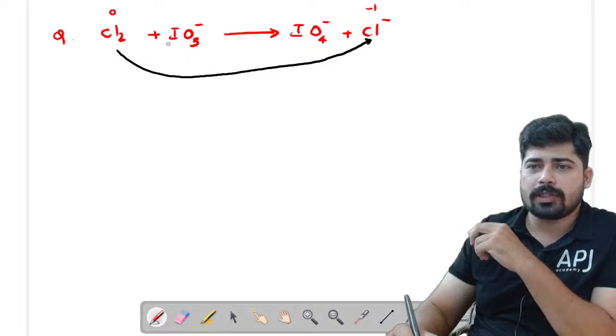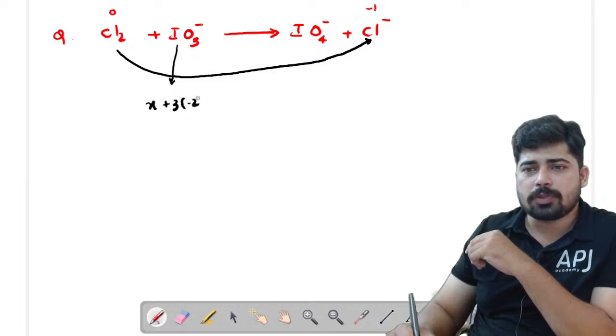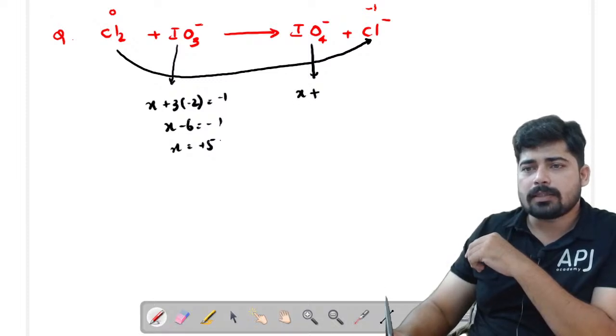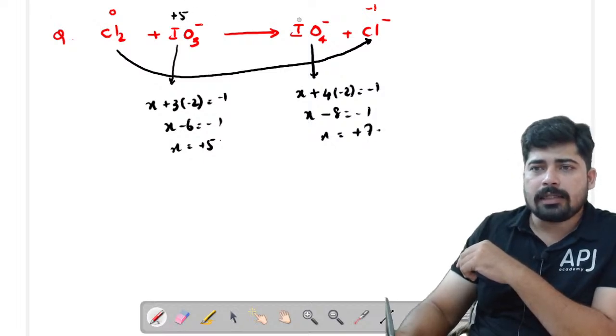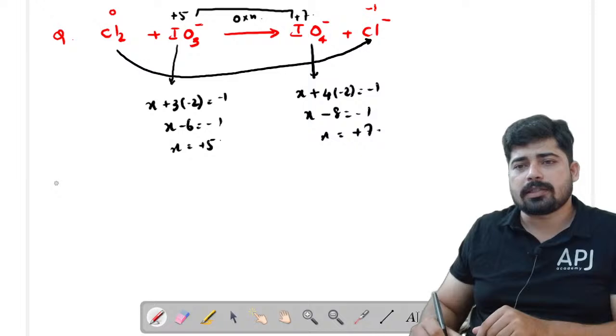we have to find the oxidation state of iodine: x plus 3 into -2 equals -1, so x minus 6 equals -1, x equals +5. Similarly, in IO4 minus, x plus 4 into -2 equals the charge on the molecule, that is -1, so x minus 8 equals -1, x equals +7. So here it is +5 and here it is +7. That means this compound is undergoing oxidation. So we got both half reactions, the reduction reaction as well as the oxidation reaction.